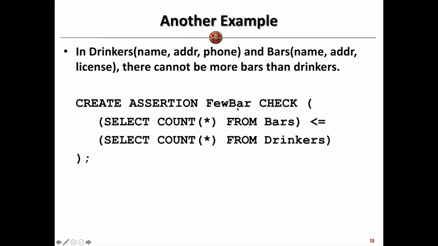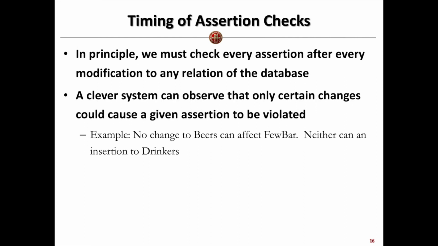We have to create an assertion, FewBar is the name. It is based on some checks. We have CHECK parentheses. Inside it, we have a subquery, right? Because we are comparing the number of bars versus the number of drinkers in our system. We should get the number of bars, right? We can SELECT COUNT(*) FROM Bars is no greater than the count of drinkers in the Drinkers table. So with this assertion, we can make sure there cannot be more bars than drinkers in our database system during the running time.